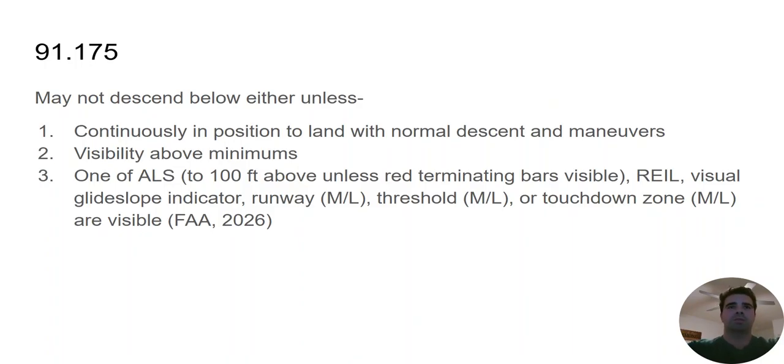Visibility is above minimums, so you need to have the appropriate weather above the minimums selected for your specific approach. And one of these things has to be visible for you to descend below, and that's the approach lighting system, runway end identifier lights, the visual glide slope indicator, the runway, its markings and lights, the threshold, its markings and lights, or the touchdown zone and its markings or lights. And the ALS you can only use to go 100 feet above your touchdown zone elevation unless you see the red terminating bars.